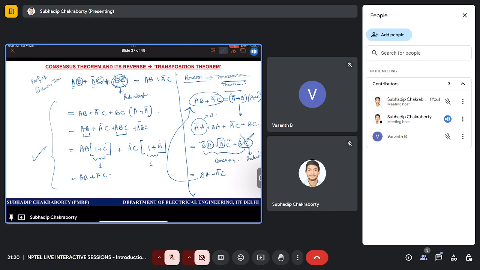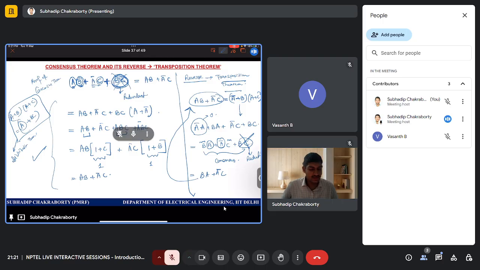And the distribution theorem is also helpful, which says A plus B and then A plus C is nothing but taking A common, A plus BC. So this is the distribution theorem. And this is the consensus theorem, where you have a variable with another variable and the complement of that variable with another variable, plus the product of the two different variables, then that product term becomes redundant. That is the whole point of the consensus theorem, or its converse.